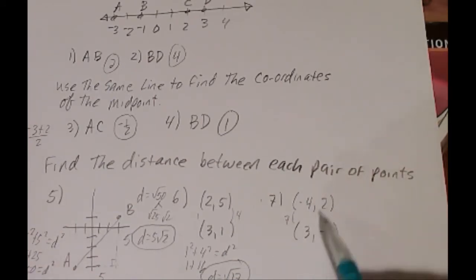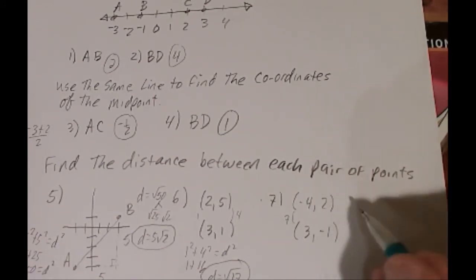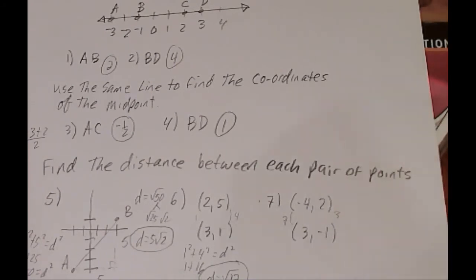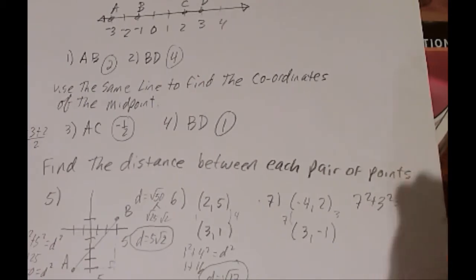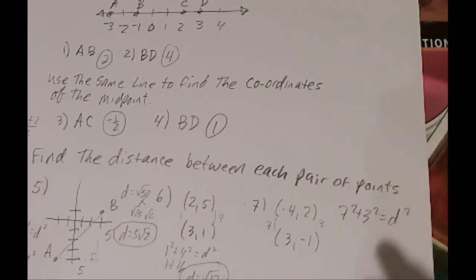And over here, let's see, this one has a gap of 7, doesn't it? -4 all the way up to 3. 2 up to -1 or down to -1 is a distance of 3. So 7 squared plus 3 squared equals d squared.